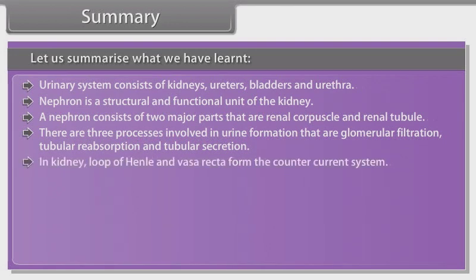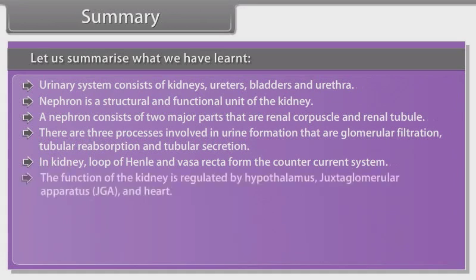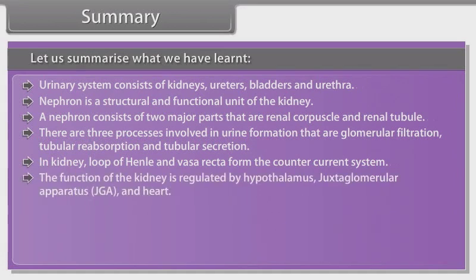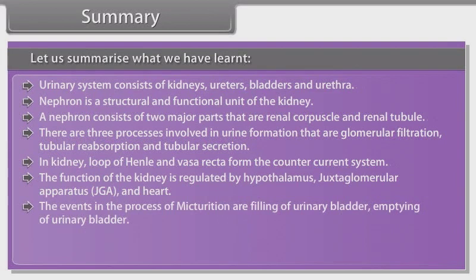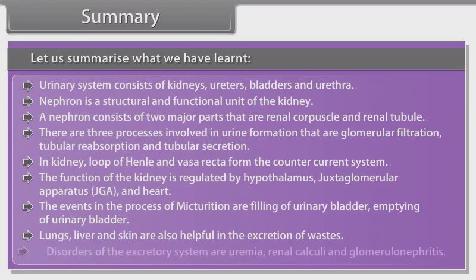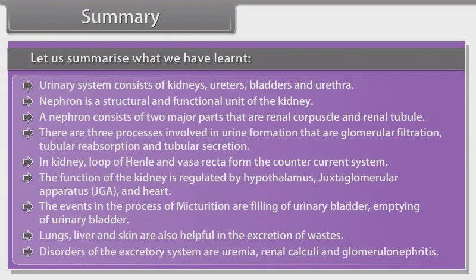In the kidney, the loop of Henle and vasa recta form the countercurrent system. The function of the kidney is regulated by the hypothalamus, juxtaglomerular apparatus and heart. The events in the process of micturition are filling of the urinary bladder and emptying of the urinary bladder. Lungs, liver and skin are also helpful in the excretion of wastes. Disorders of the excretory system are uremia, renal calculi and glomerulonephritis.